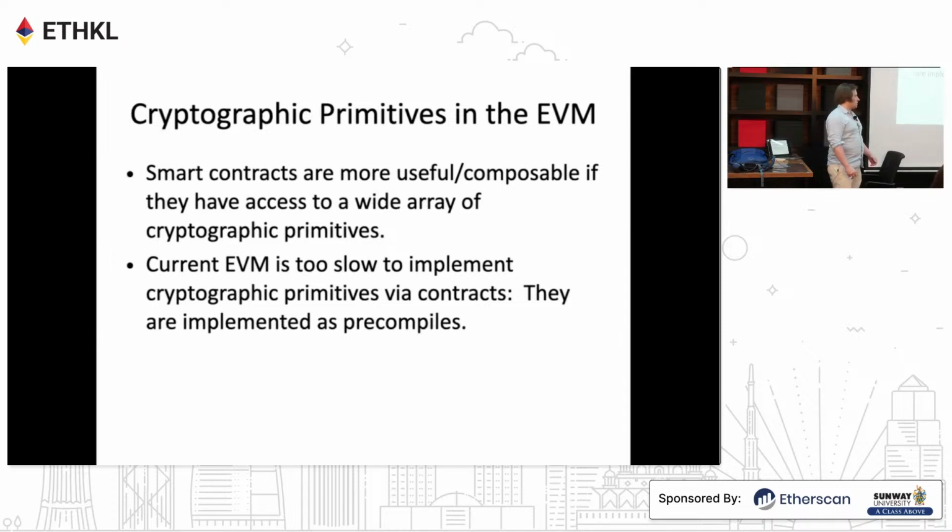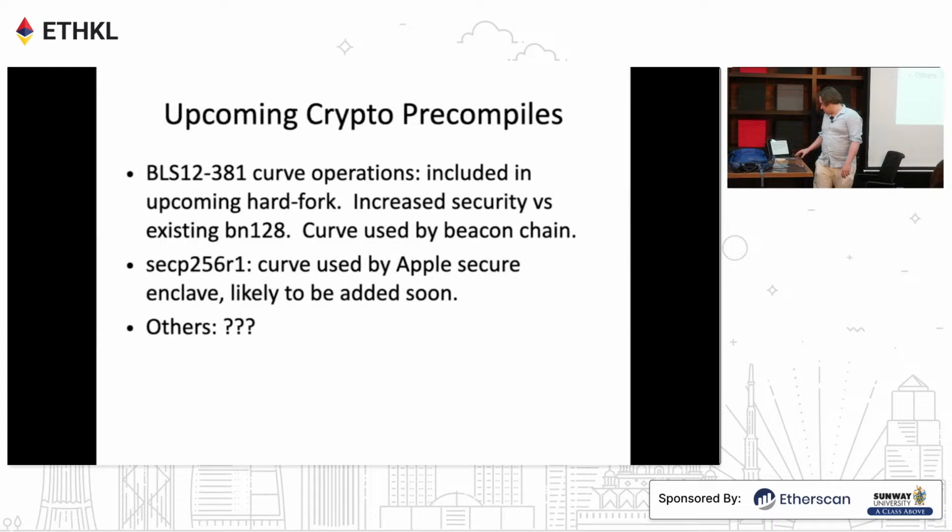So how we get around that right now is we have precompiles. Precompiles are entry points from the EVM that appear as contracts from the outside but are implemented as native code. So right now, the main crypto precompiles on Ethereum are the BN128 curve precompiles. That's the curve that is like the main curve of the Ethereum execution layer right now.